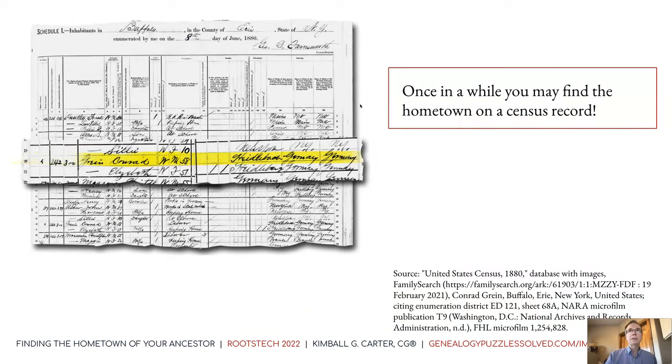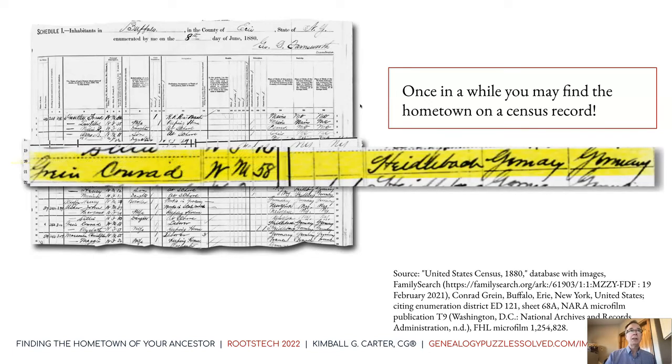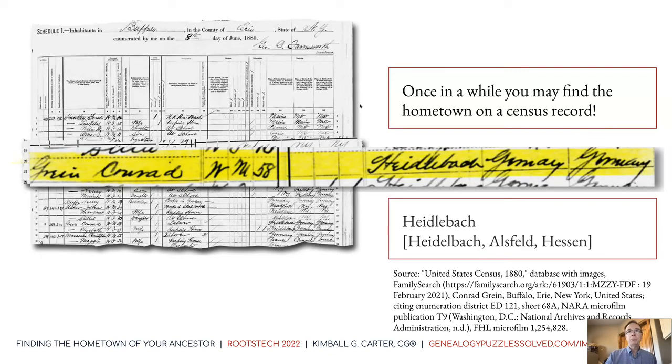Once in a while, in a census record, you may find the hometown that they came from in Europe. This is the case with this family. Konrad Grein came from Heidelbach, Germany. And the name of the place was spelled pretty close. Heidelbach sounds the same. So that was a great find. Not very often, but once in a while. That's why you want to check every census record, because you never know which one might list it.